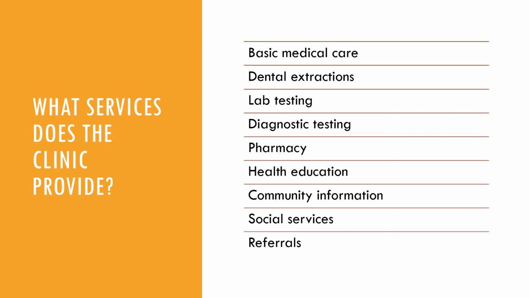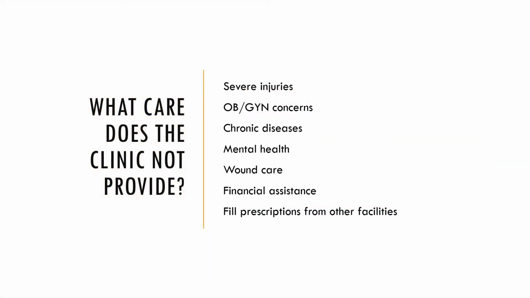The next slide, we're going to talk about what care they do not provide. Severe injuries, so like a patient that would come in and possibly have been stabbed or a gunshot wound, that would be something that they would need to go to the emergency room for. They do not offer OB and GYN. They're not able to assist because it's more of a specialty. Also, chronic diseases, mental health, wound care, financial assistance, and they're also not able to fill prescriptions from other facilities.